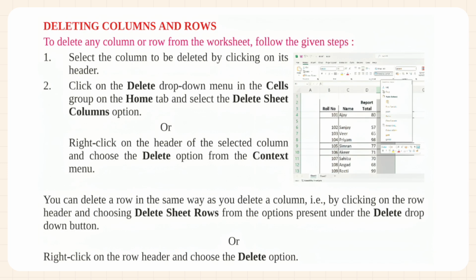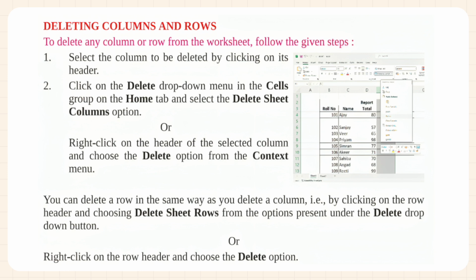Deleting columns and rows. To delete any column or row from the worksheet, follow the given steps. 1. Select the column to be deleted by clicking on its header. 2. Click on the Delete drop-down menu in the Cells group on the Home tab and select the Delete Sheet Columns option. Or, right-click on the header of the selected column and choose the Delete option from the context menu.